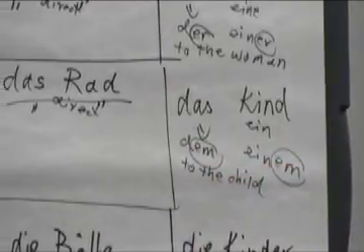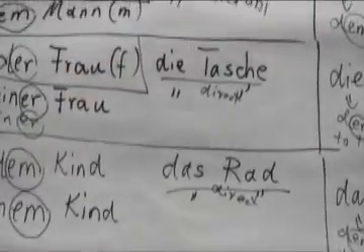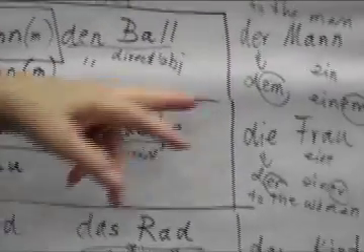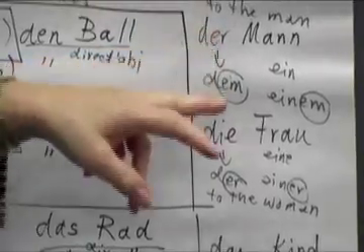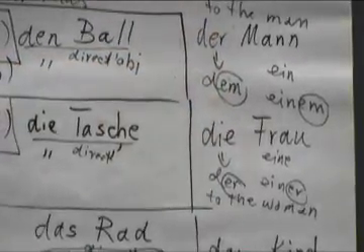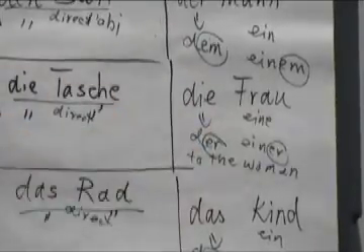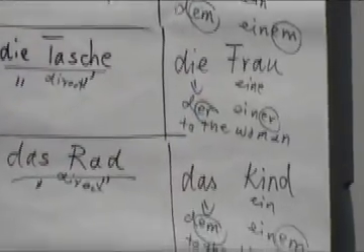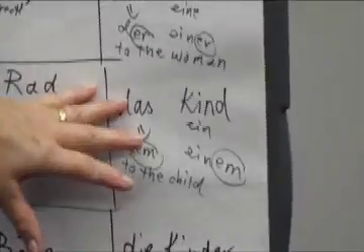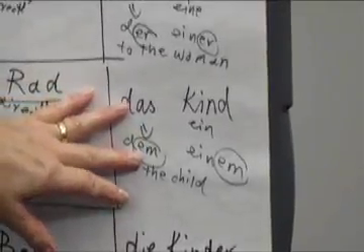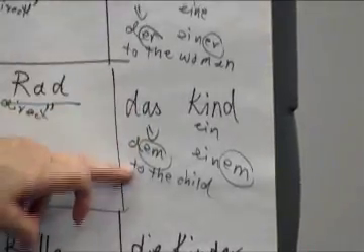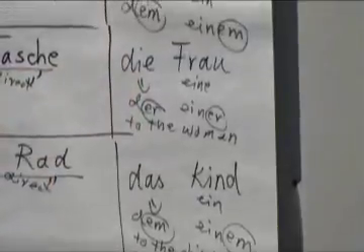Okay, so remember, if we have der and we say to the man, we have to add an em. The er changes to em. If we give something to the woman, the die Frau changes to der, er. If we give something to the child, das changes to dem. So der and das change to dem, die changes to der.